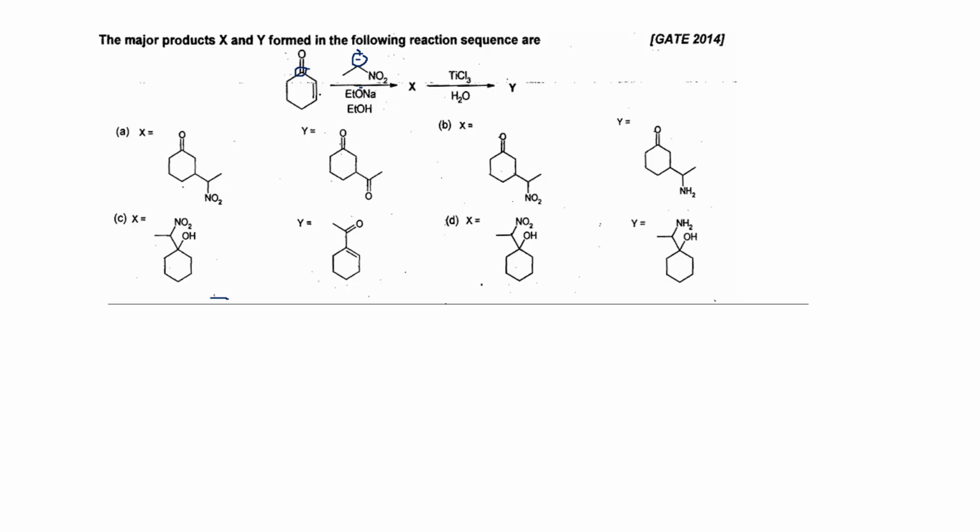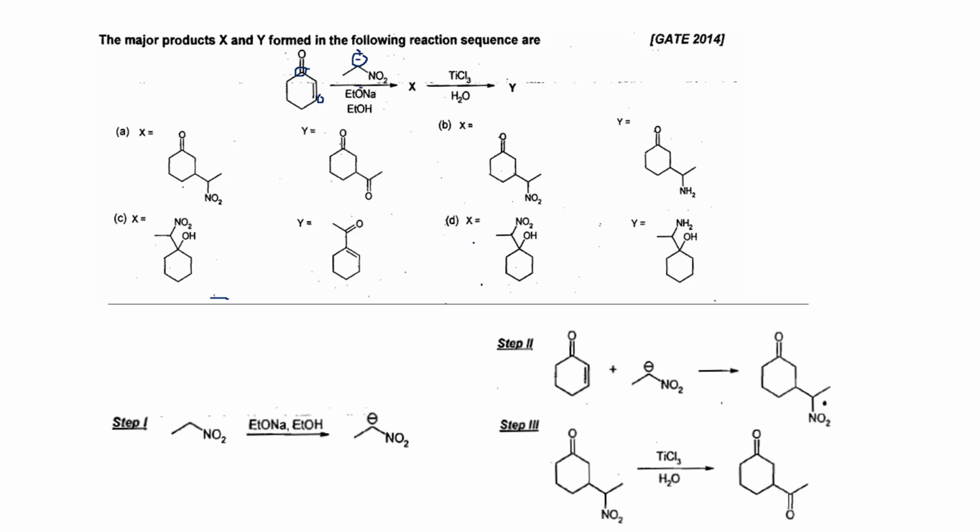It will attack the beta position, generating this. Now in the next step, they have given TiCl3. In the presence of TiCl3, the NO2 group is transformed to a carbonyl. So the correct option will be option A.